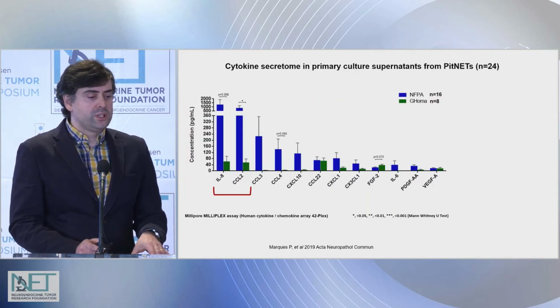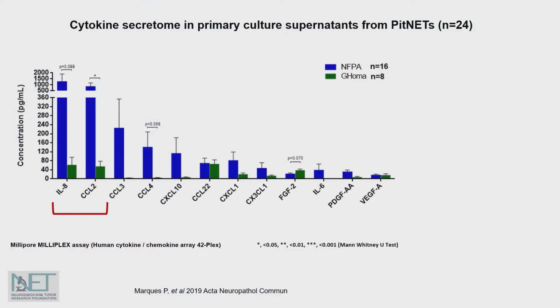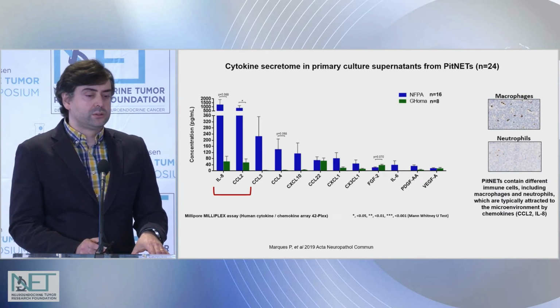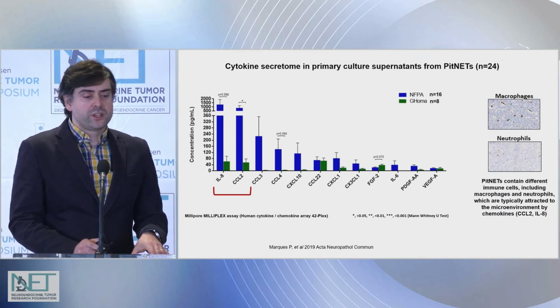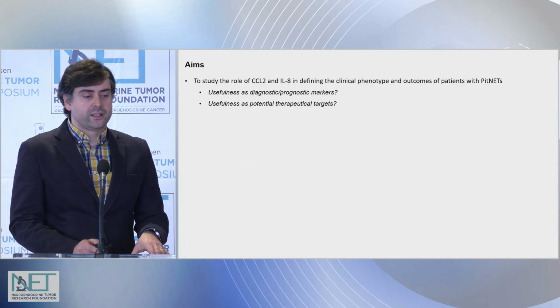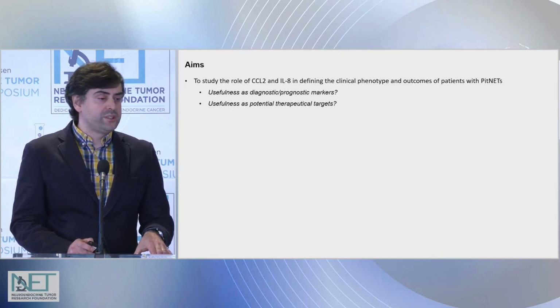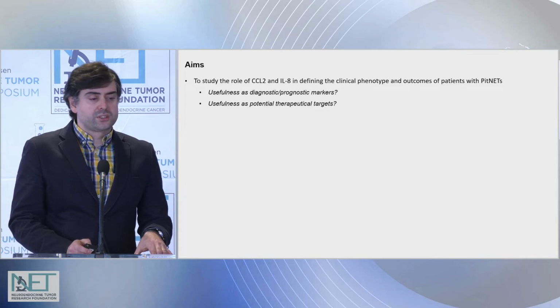And a few years ago, we did this study. We screened the cytokine secretome of primary cultured human PIT-NETs, and we identified the top 2 secreted molecules, out of 42, as IL-8 and CCL2, and that's why these are the ones that we are now focused on in this project. PIT-NETs are also widely infiltrated by immune cells, particularly macrophages, which are typically attracted to the microenvironment by the action of chemokines such as CCL2 and IL-8. So the aims of our study are to identify the role of CCL2 and IL-8 in defining the clinical phenotype and outcomes of patients with PIT-NETs, and their usefulness as potential diagnostic and prognostic markers, as well as therapeutic targets.